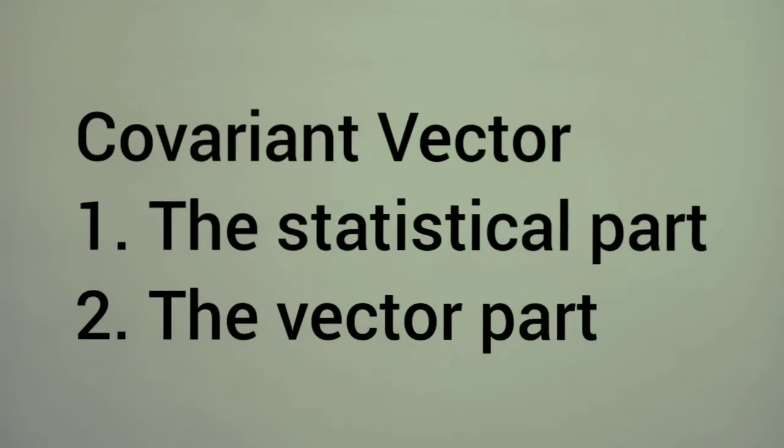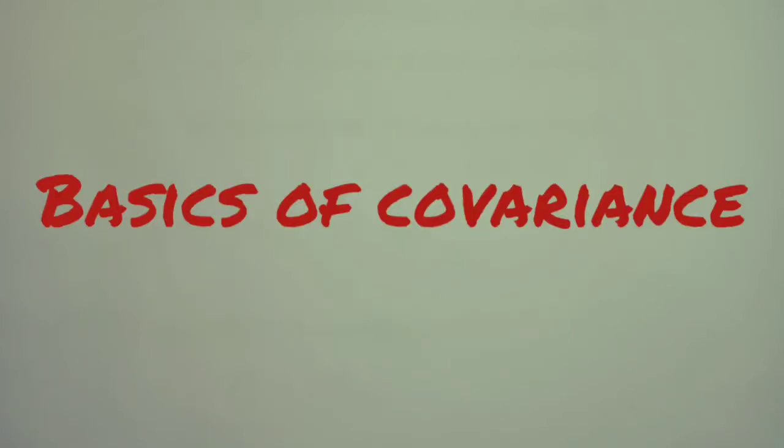Now, in order to know about the covariant vector, I have divided this video into two parts, because covariance is something related to statistics as well as to vectors or physics. So the first part of the video would primarily consider the essential aspects of covariance and variance in terms of statistics. Once we understand the basics of covariance and variance in statistics, then we can go forward and find out how covariant vectors and other things regarding coordinate transformation are involved.